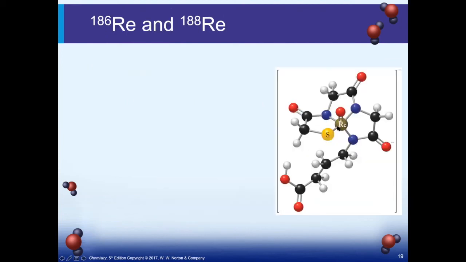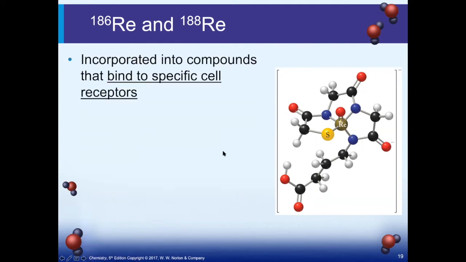Here's another one that combines the other topic that we went over in this chem potpourri unit, and that is radioisotopes, radionuclides, and nuclear reactions. So if I have these two rhenium isotopes, rhenium-186 or rhenium-188, and I select the ligand, the chelating agent, carefully, then I can use that in a couple ways.